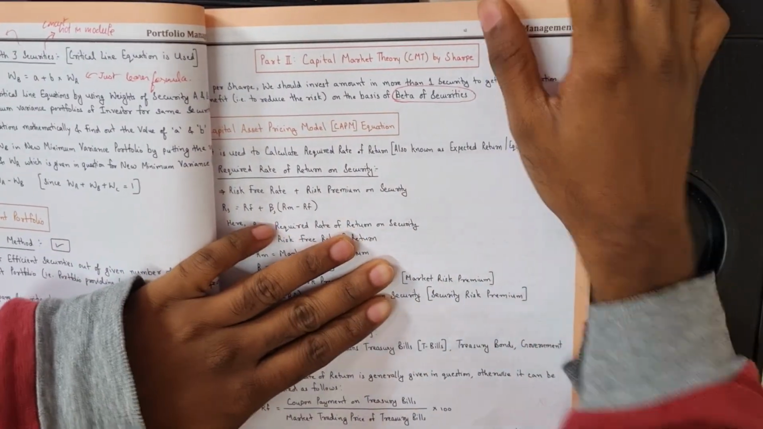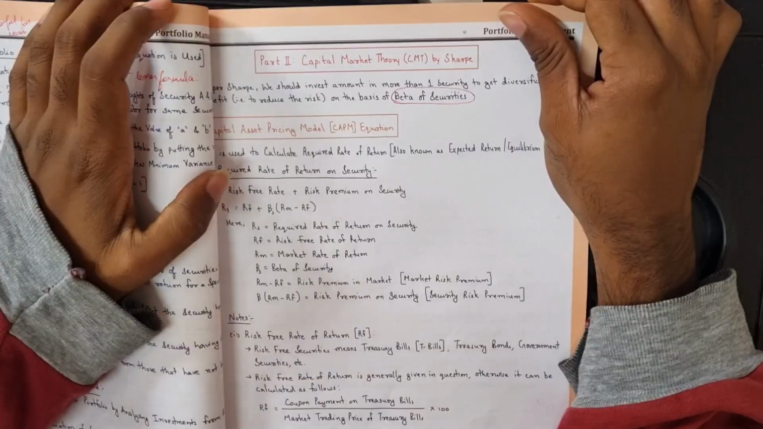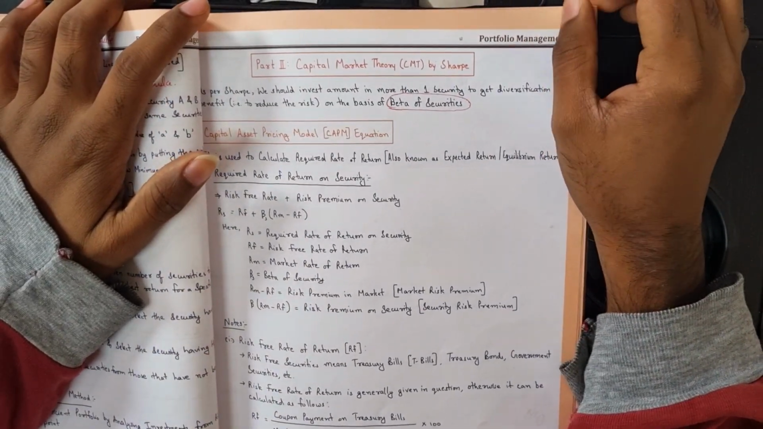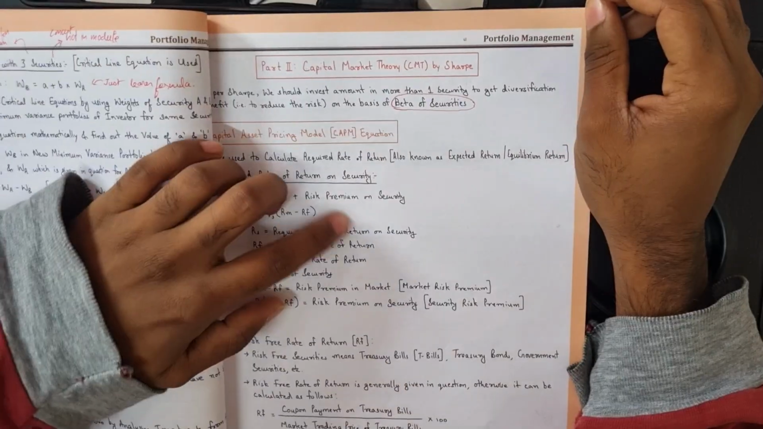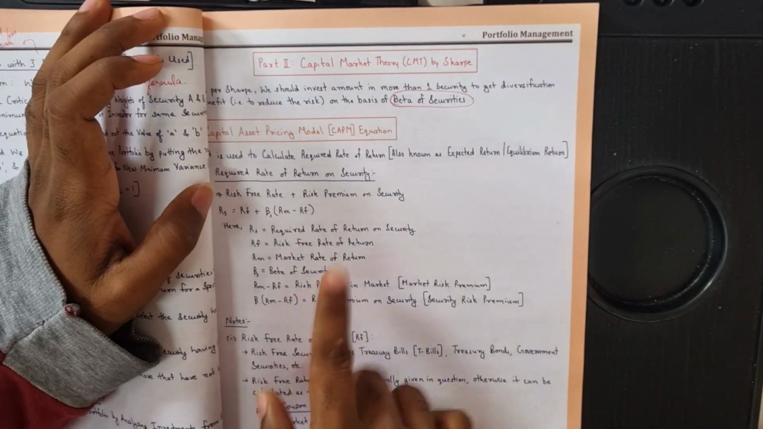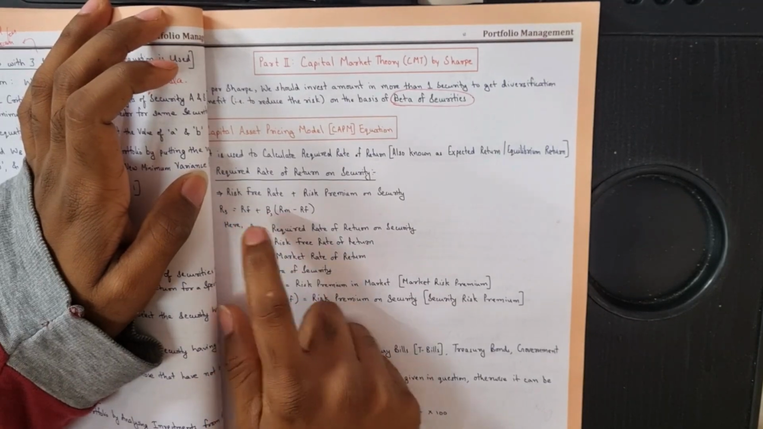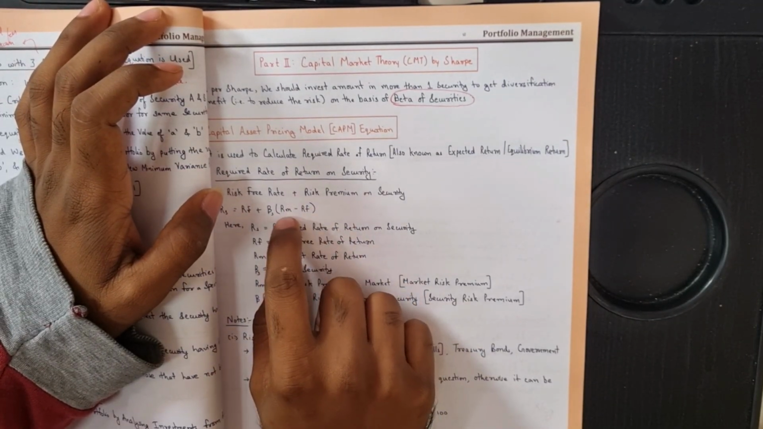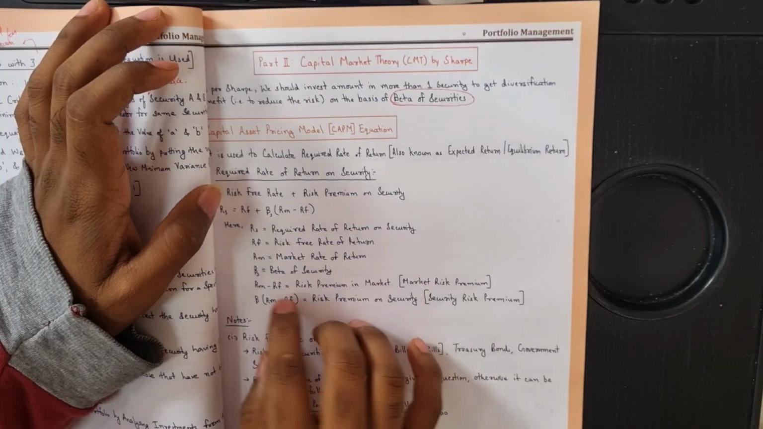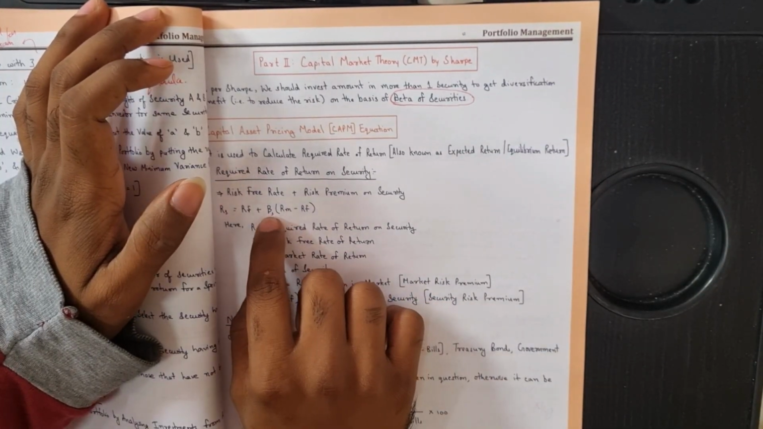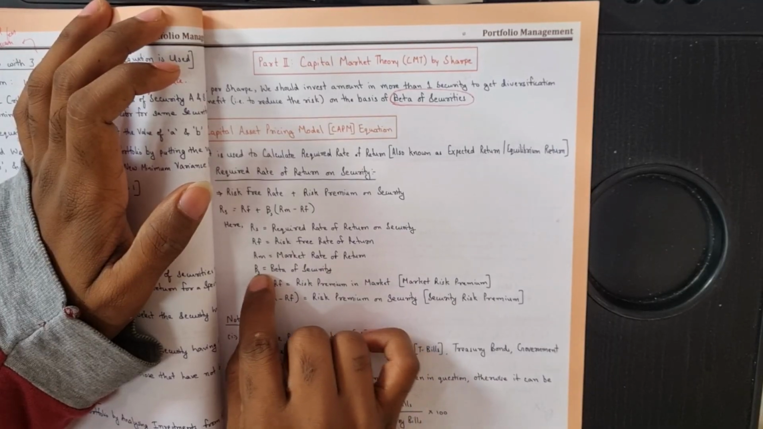Next, the required rate of return on security. How to calculate it? It is risk-free rate plus risk premium on security. What is the risk premium on security? It is beta times (RM minus RF). RF is the risk-free rate of return. RM minus RF is your risk premium in the market. We take the beta of security here.